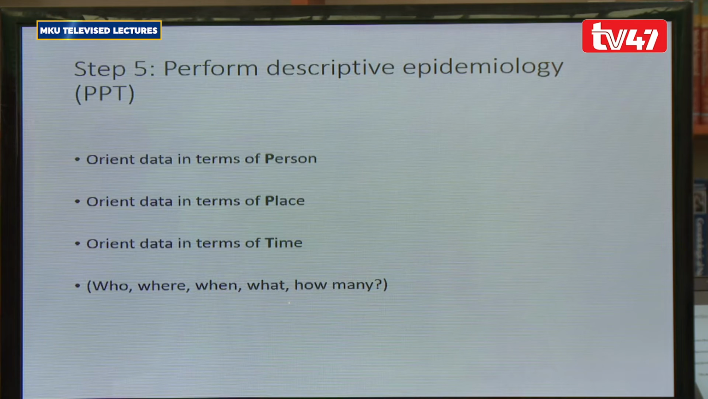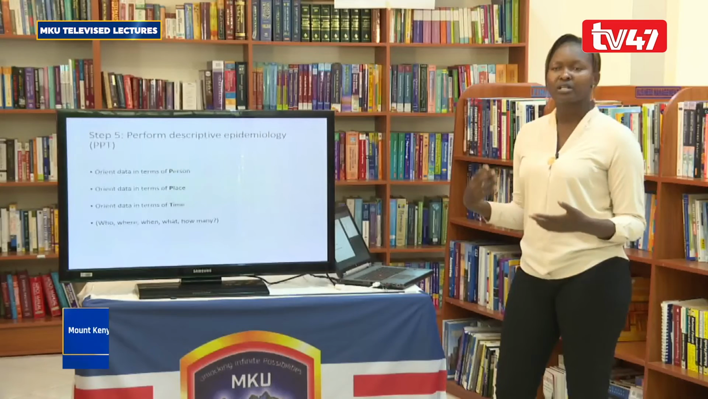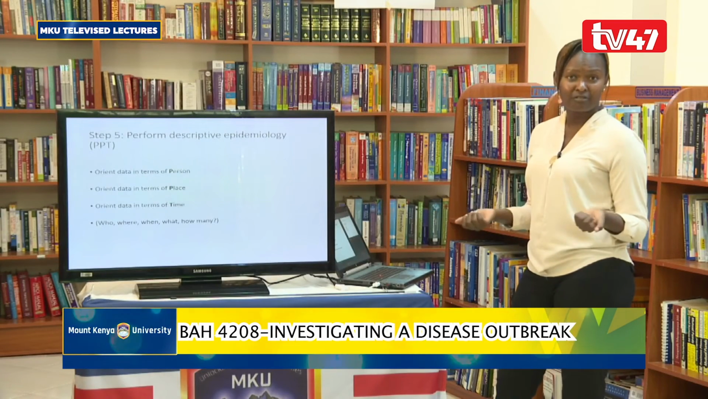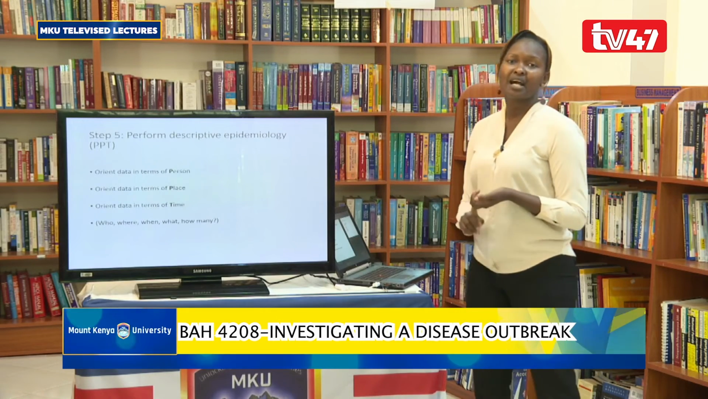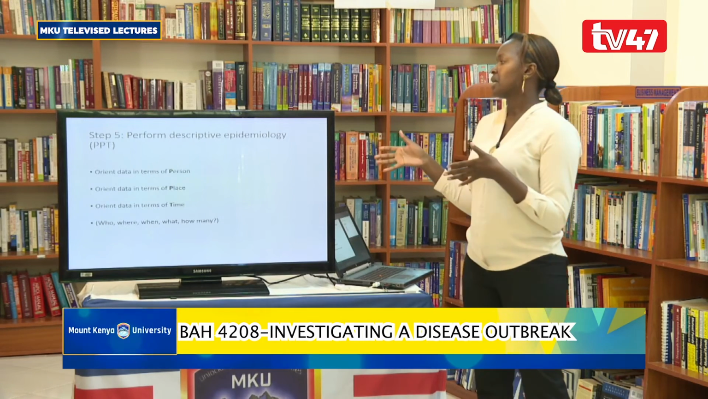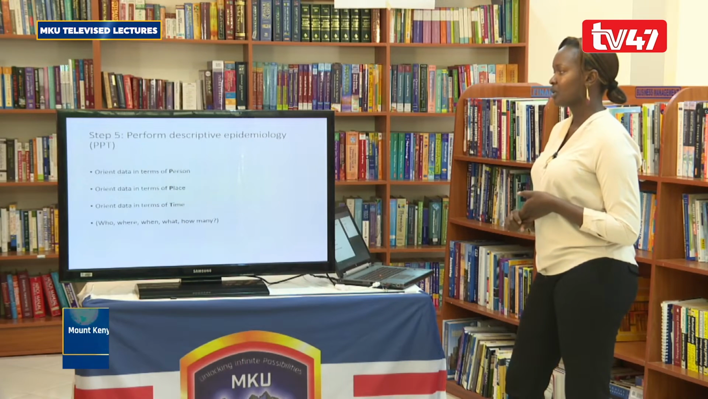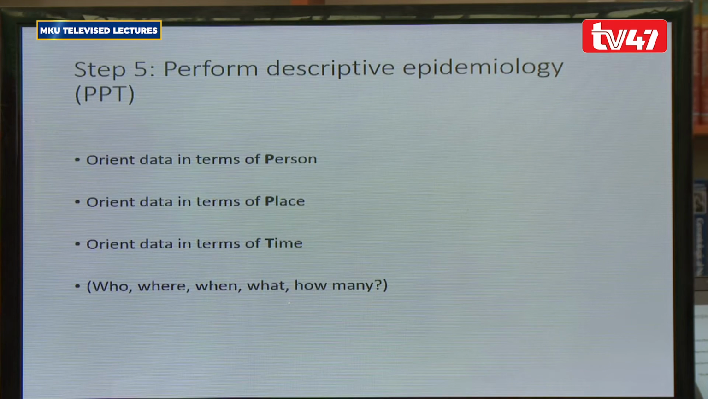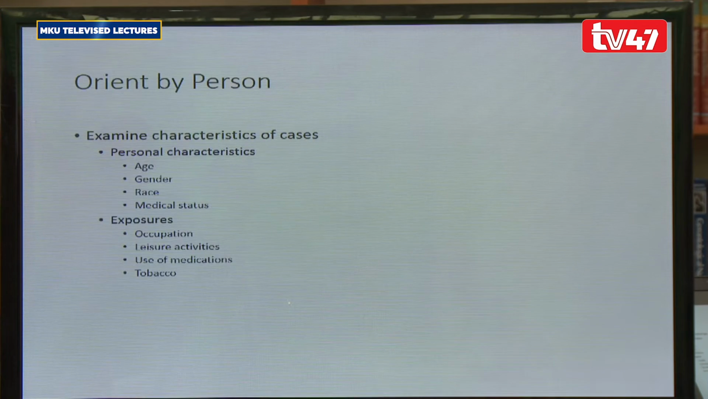Step number 5 is perform descriptive epidemiology, and in previous lectures we have talked a lot about descriptive epidemiology. This is where you describe who is affected, where it is occurring, when it started, what it is, whether it is viral, parasitic, or a foodborne disease, and how many have been affected. We summarize it as PPT, which is person, place, and time, and you describe each one of it.